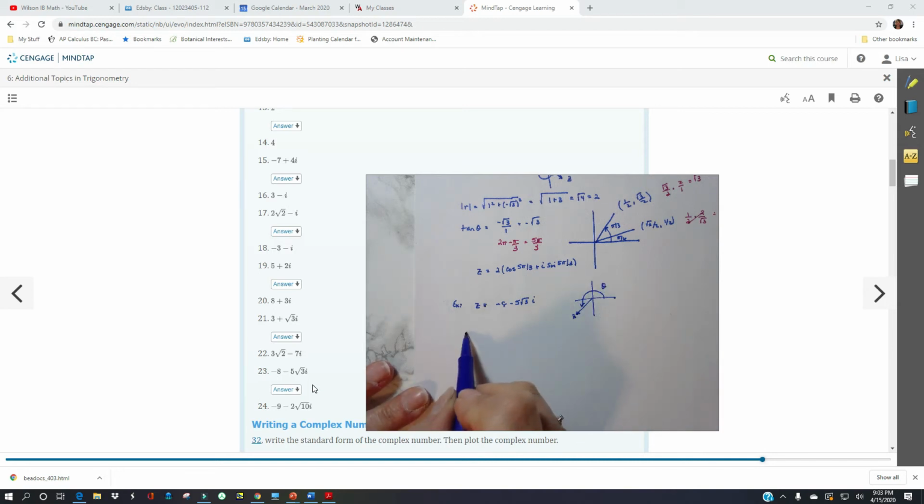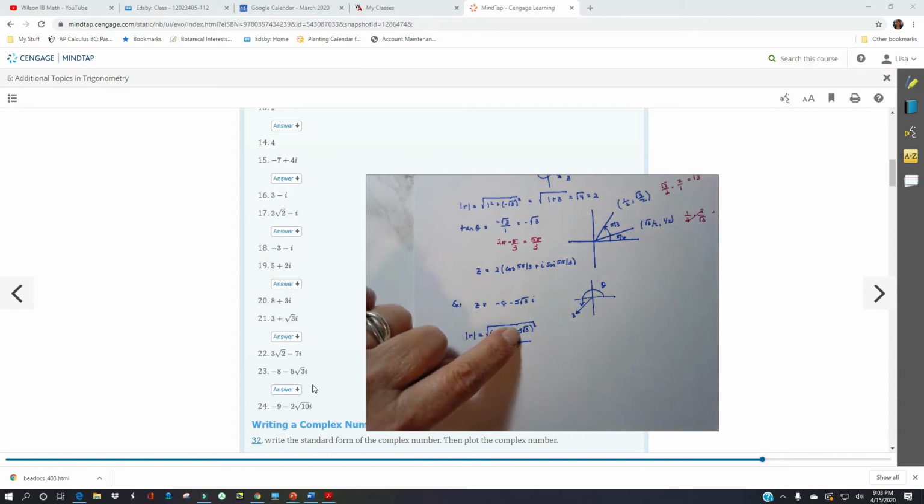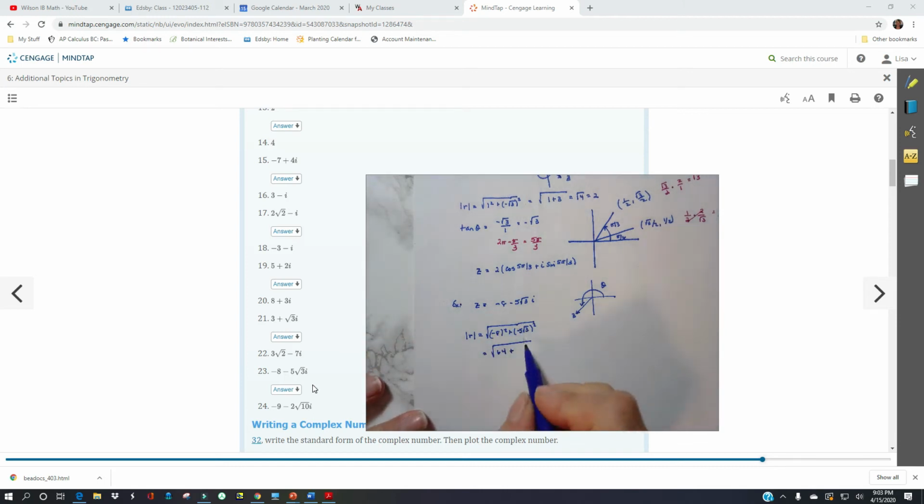All right, so modulus is negative 8 squared plus negative 5 root 3 squared. Negative 8 squared is a positive 64. Now, don't forget, if you get something like this in WebAssign on quiz day, to square the outer number and then the radical. So negative 5 squared is 25 times root 3 squared, which is just 3. And that's going to be 64 plus 75.